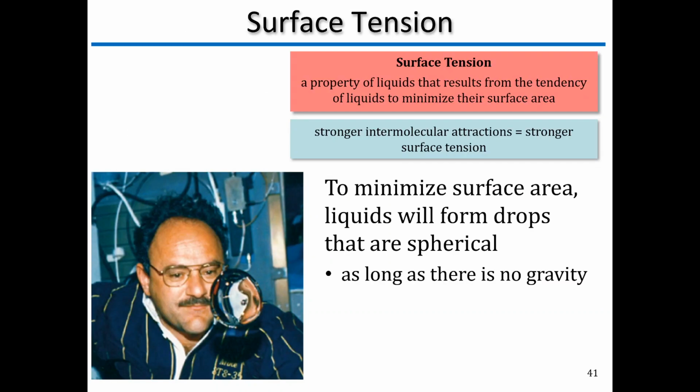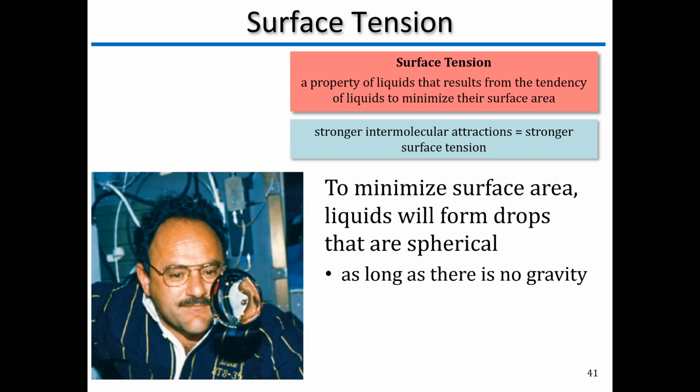Okay, the next one, surface tension. We'll start out with a definition. Surface tension is the property of liquids that results from a tendency of liquids to minimize their surface area. A better way of thinking of this is maybe as a measure of how attracted a liquid is to itself. So stronger intermolecular attractions, stronger surface tension. Again, as intermolecular forces go up, so does surface tension.